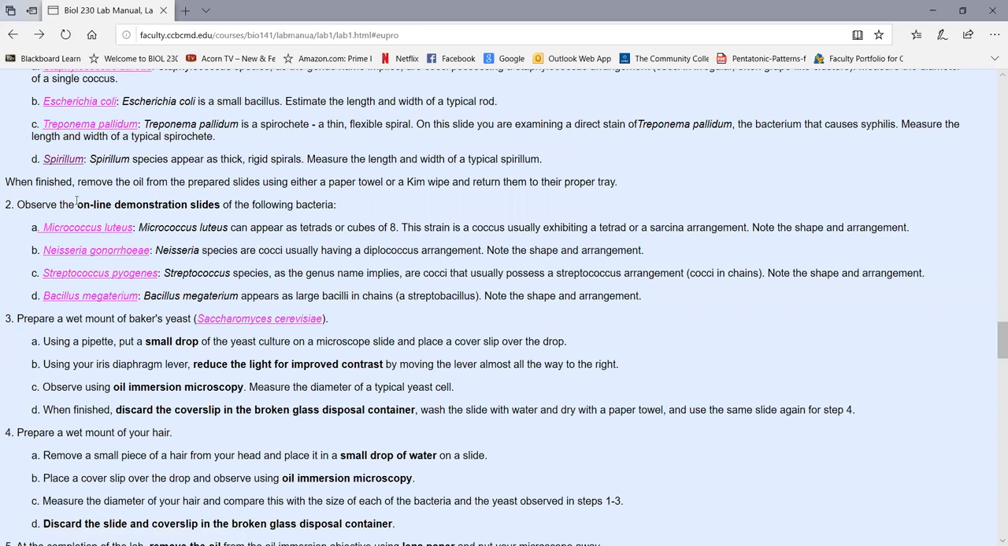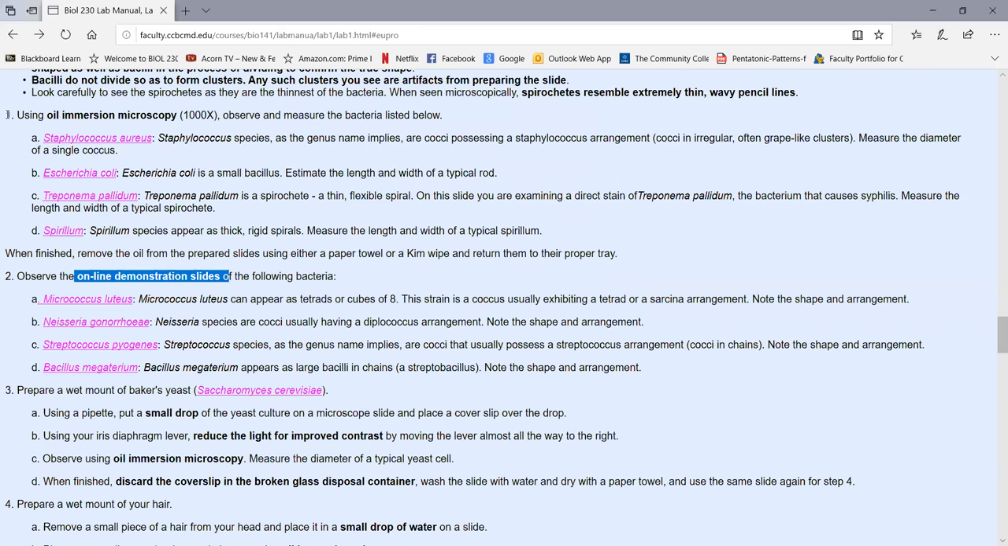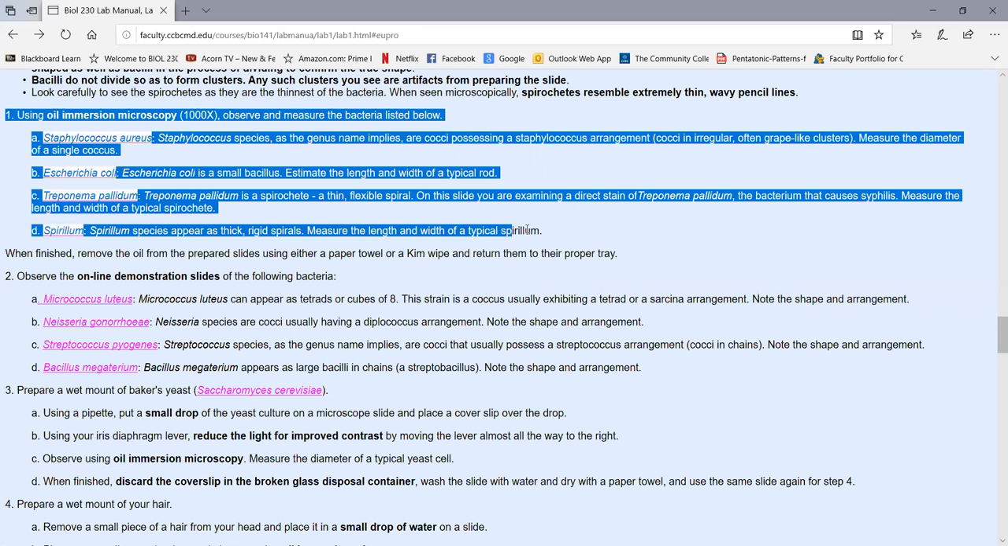Step two you're going to do at home, just click on these for practice. This gives you some online pictures so you can practice recognizing shapes and arrangements, which again, we need to have down pretty cold. So once you look at the four bacteria under step one, return those slides to the trays. Make sure you wipe the oil off of the slide with a Kim wipe, not lens paper, but a Kim wipe before you put the slide back in the tray.